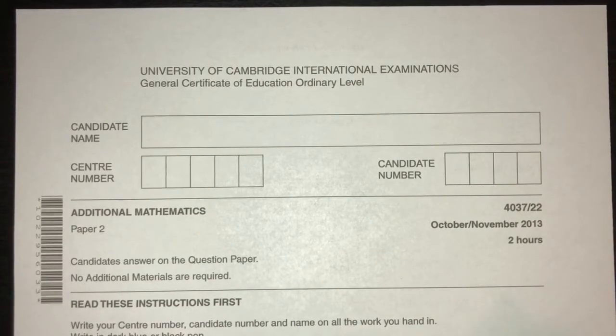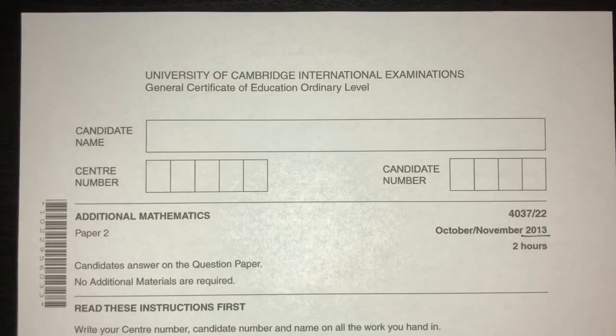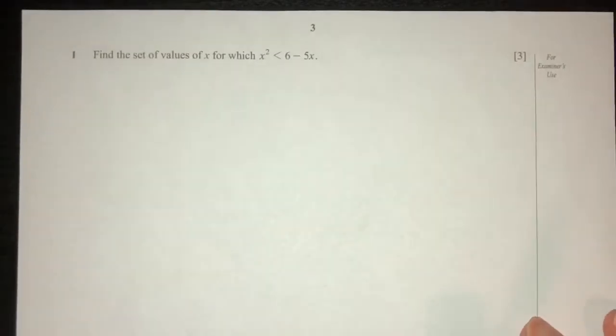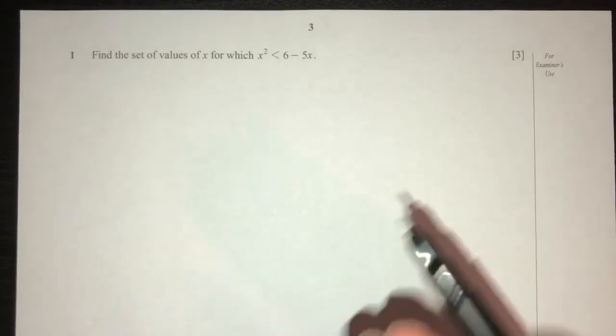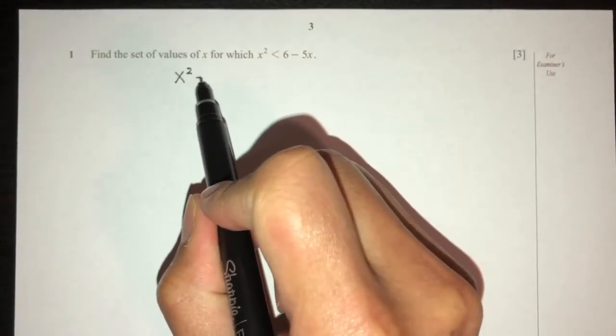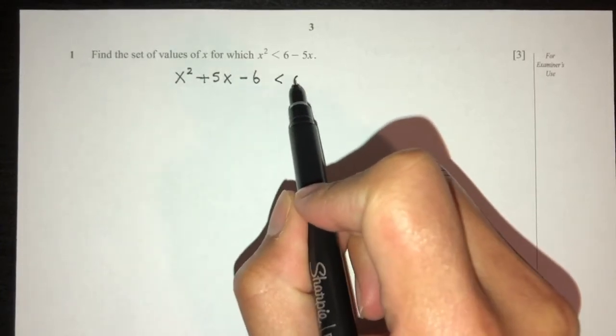This one is paper 2-2 of October, November 2013 of AdMath. So let's move on to question number 1. Here we have to find the set of values of x for which this is true. We have done this many times now. Every time you see something like this, send everything to one side. You will have x squared plus 5x minus 6 less than 0.